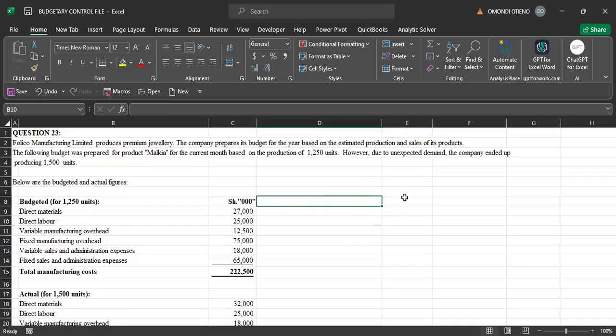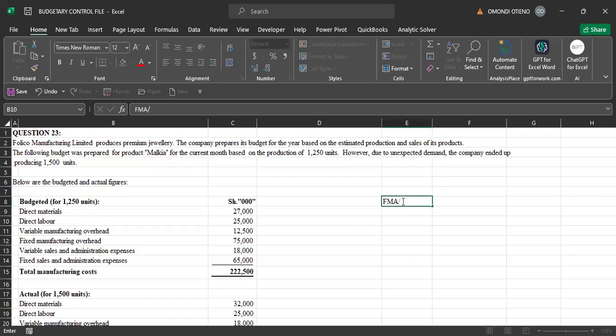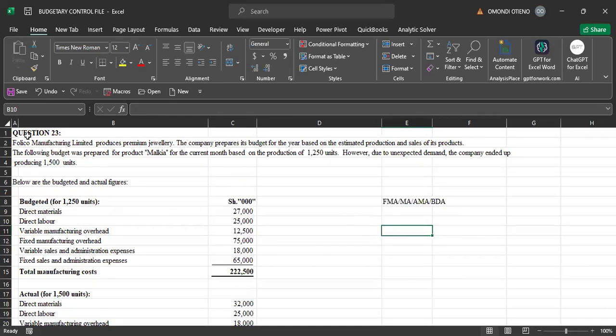So those who are joining this particular class should be someone who is taking fundamentals of management accounting, someone who is taking management accounting, someone who will be sitting for advanced management accounting, and of course, someone who will be taking the exit paper, that is business data analytics. Good. So if you look at this particular question, you are going to deal with a concept under budgetary control, specifically flexed budget. Let's have a look at this particular question and see what is presented here.